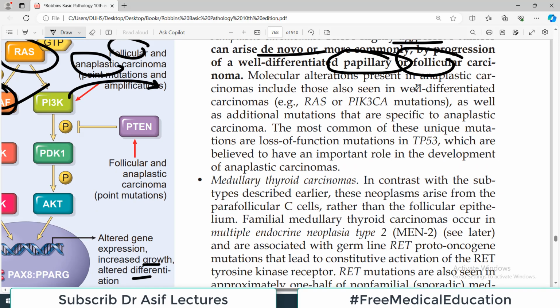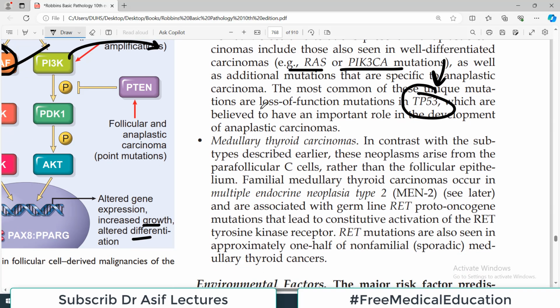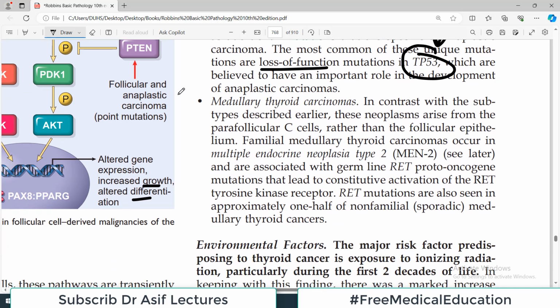Molecular alterations in anaplastic carcinomas include those seen in the other carcinomas which we just discussed, RAS and PIK3CA, for example. TP53 is also very commonly mutated, loss of function mutation. Then we have the medullary category of thyroid cancer. In contrast to the subtypes described earlier, these neoplasms arise from the parafollicular cells.